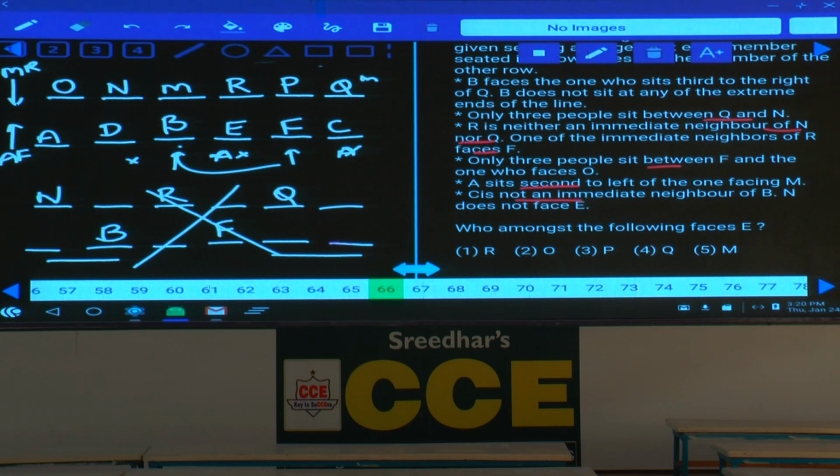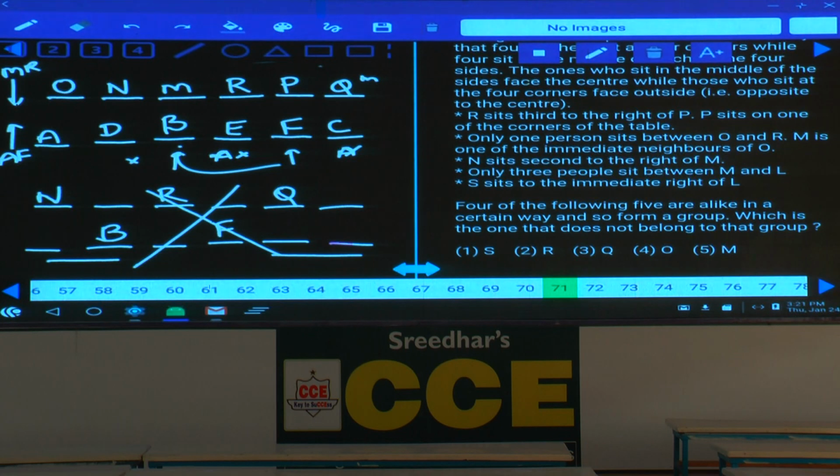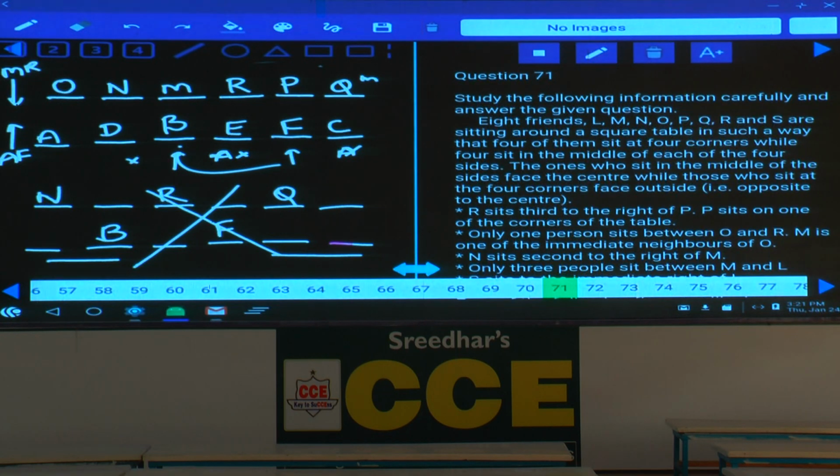Question number 66 to 70. ONM, RPQ, and the second row is A, D, B, E, F and C. Then question number 71 to 75.